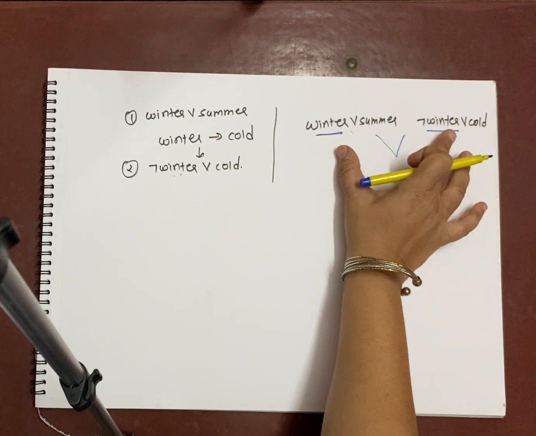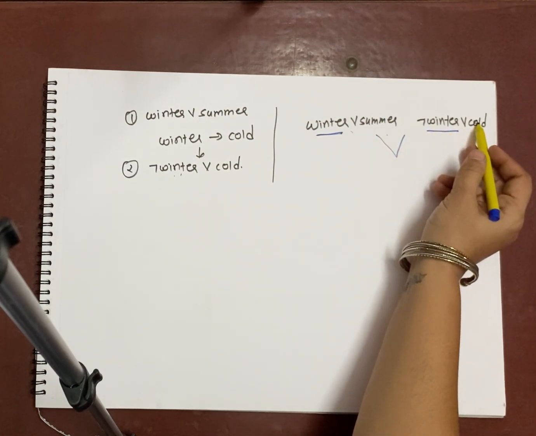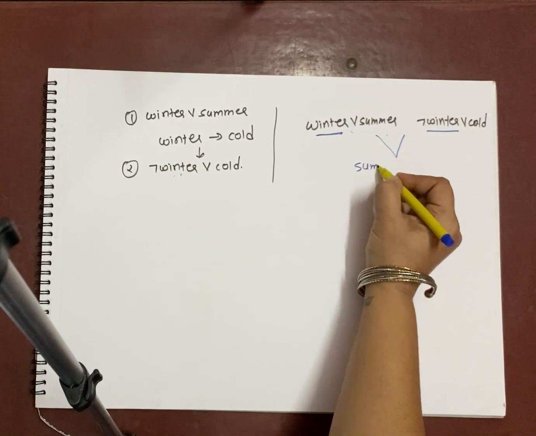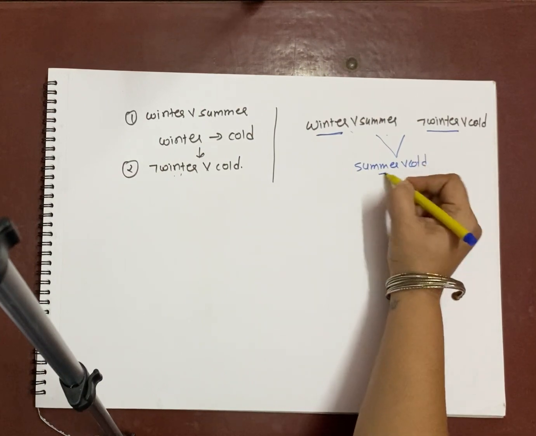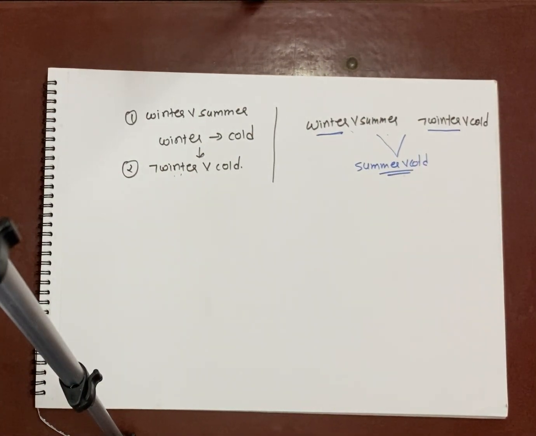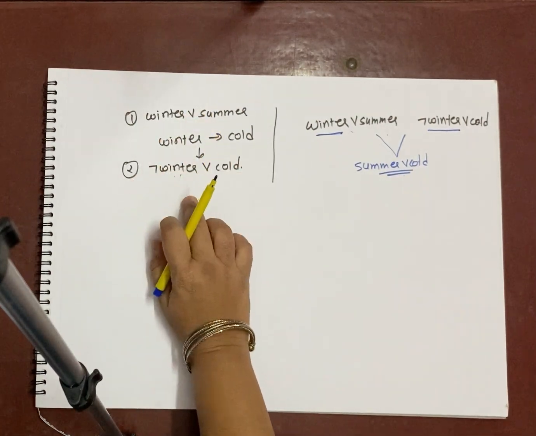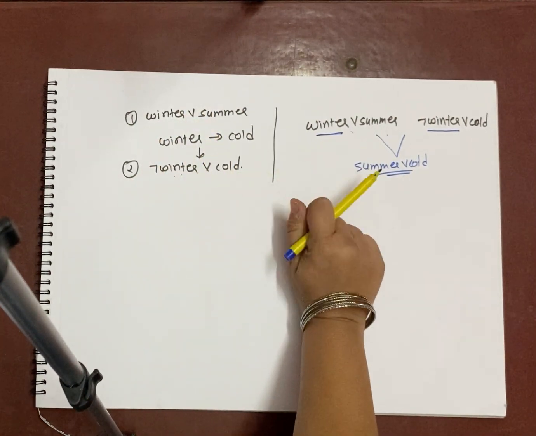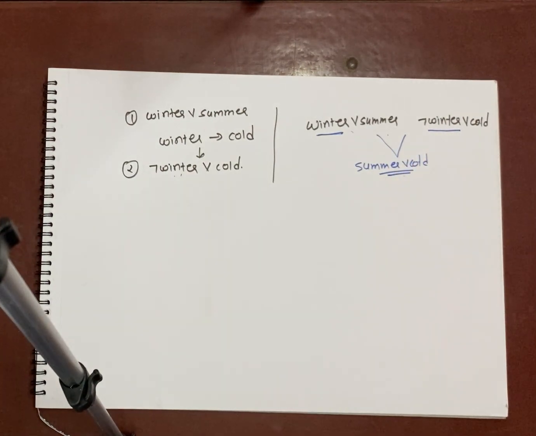Whatever contradiction we have is going to be eliminated, and whatever is remaining is going to be combined, or ORed. So the resolvent is going to be "summer or cold". Are you getting this? We have selected the parent clauses such that one positive atom and one negative atom are available, so that the contradiction can be eliminated and the resolvent can be found. If the resolvent is empty, a contradiction is found, and we stop there.